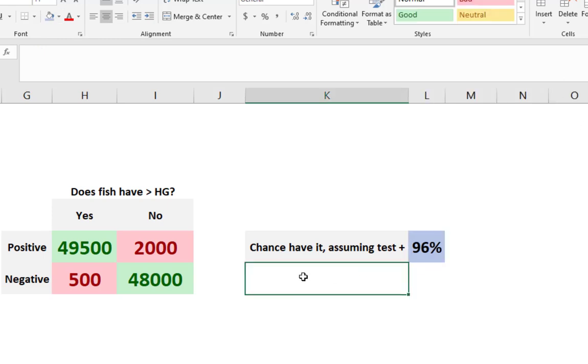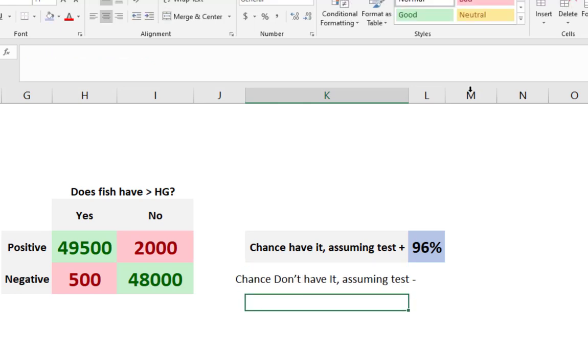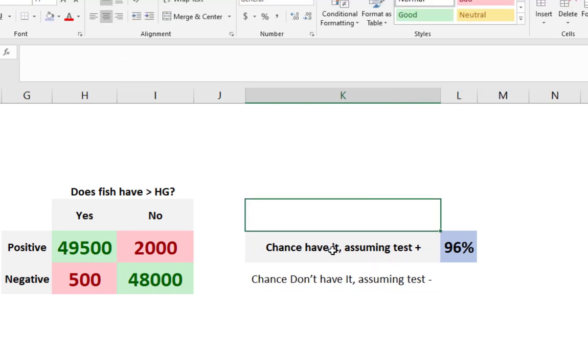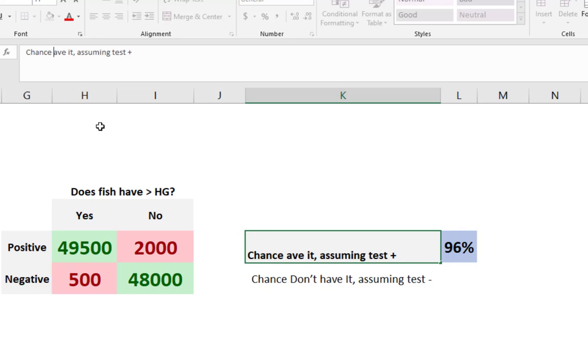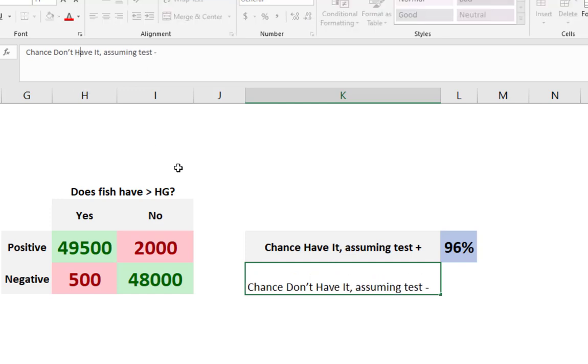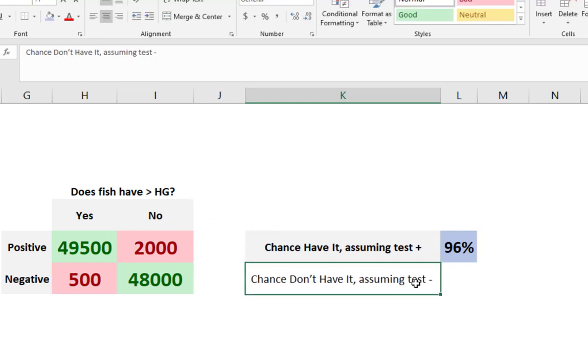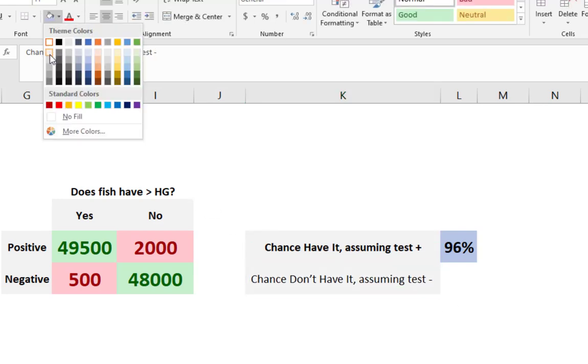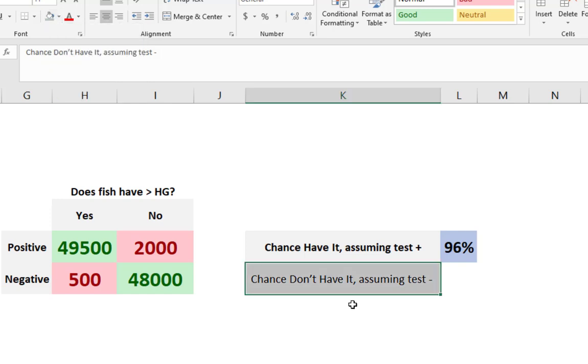All right. And then we're going to do down here, how about the chance we don't have it, assuming test negative? Make that fit. Change the fonts here. Assuming test positive, assuming test negative. Yeah, I don't like some of my capitalization is a little lacking. I apologize. It's late Friday afternoon. My brain's shutting down. I'll make it a little bit different color too.